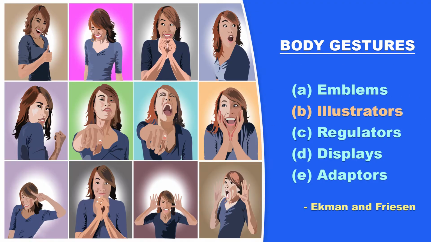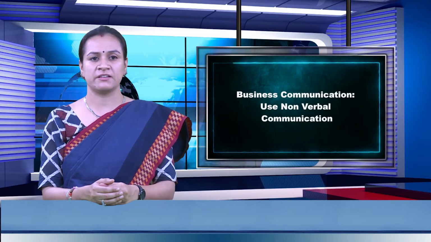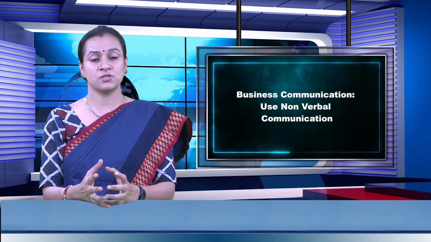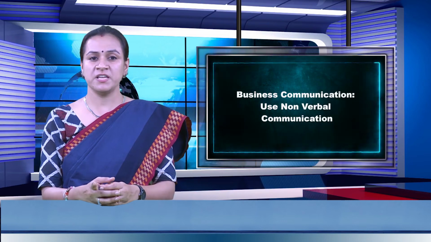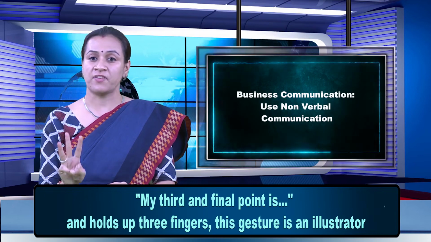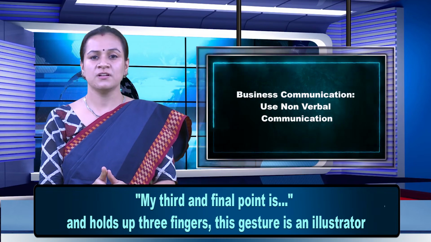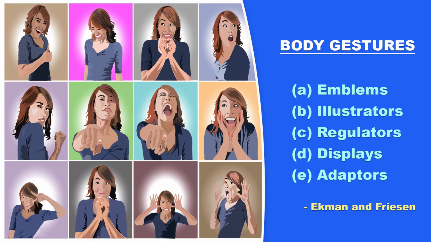Now, let us take a look at the illustrators. They are directly tied to verbal language. These gestures illustrate the words which a speaker is saying. When a speaker says, my third and final point is, and holds up 3 fingers, this gesture is an illustrator.